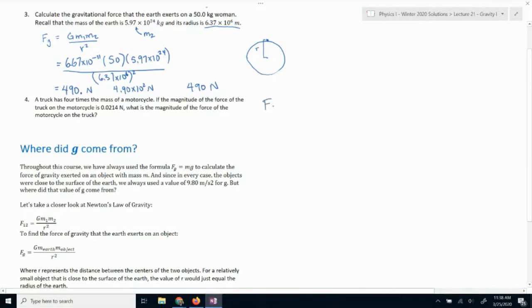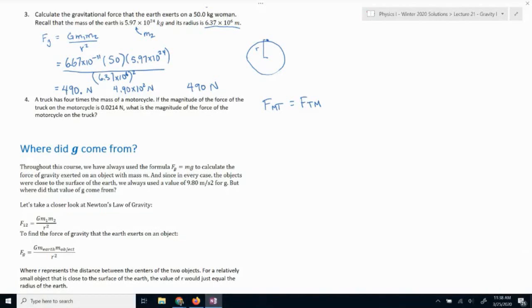The force that the motorcycle exerts on the truck is equal to the force that the truck exerts on the motorcycle. The forces are the same. It's the accelerations that are different, because if we use Newton's second law, F net equals ma, if the mass is big, then the acceleration will be small, right?